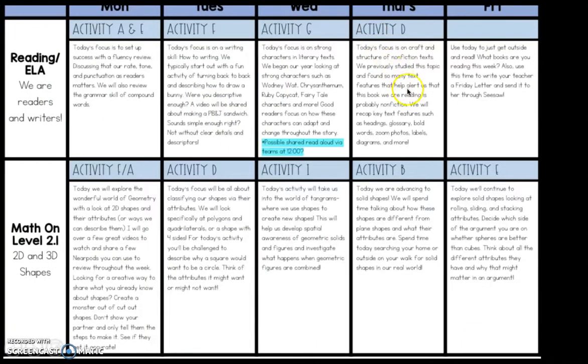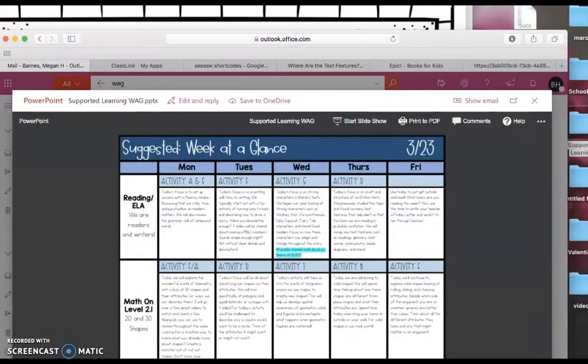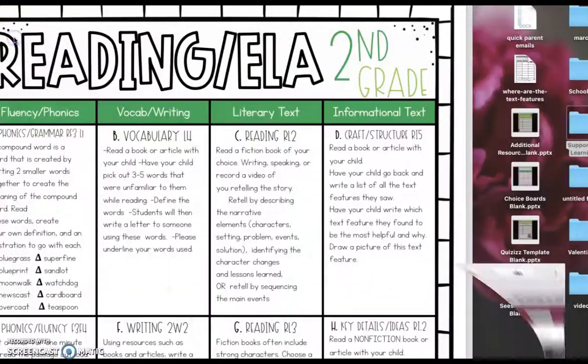So going through today's activity, today's focus is on craft and structure of nonfiction texts. We previously studied this topic and found so many text features that help alert us that this book we are reading is probably a nonfiction one. We will recap text features such as headings, glossary, bold words, zoom photos, labels, diagrams, and more. So those are some things that I want you to be searching for in your text.